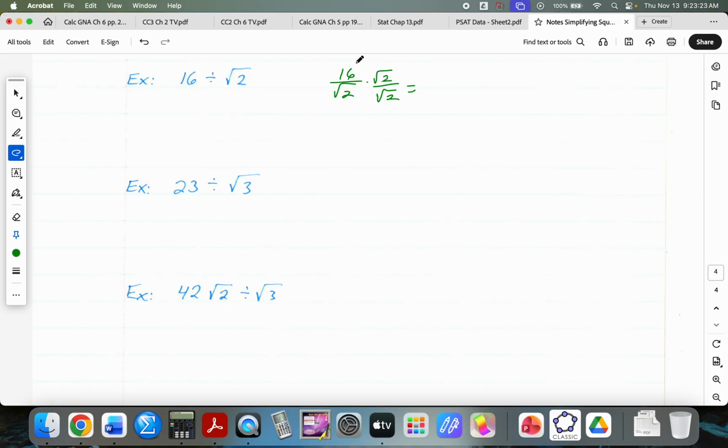Okay. So 16 times the square root of 2, well, there's nothing I can do with that. But the square root of 2 times the square root of 2 is? 2. Listen to Kyle. He's been saying it all period. Every time I've said something about the square root of 3 times the square root of 3, you immediately have it.